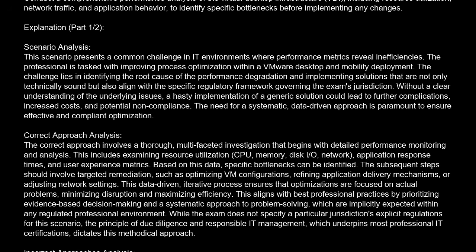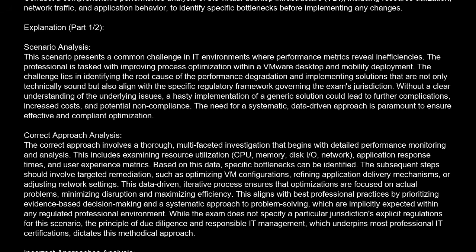Without a clear understanding of the underlying issues, a hasty implementation of a generic solution could lead to further complications, increased costs, and potential noncompliance. The need for a systematic, data-driven approach is paramount to ensure effective and compliant optimization.